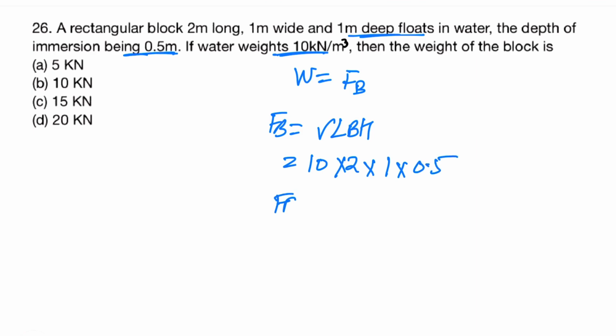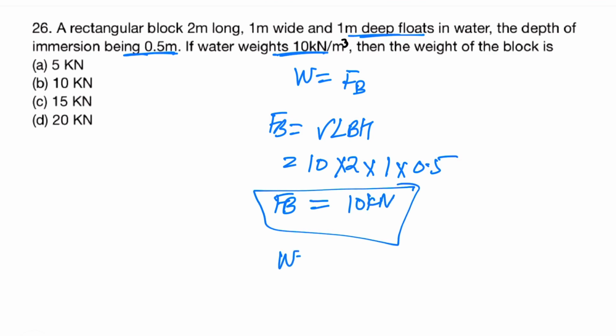So the answer Fb, that is buoyant force, comes out to be 10 kilonewton. Hence W equals Fb equals 10 kilonewton. So the weight of the block is 10 kilonewton. That is option B.